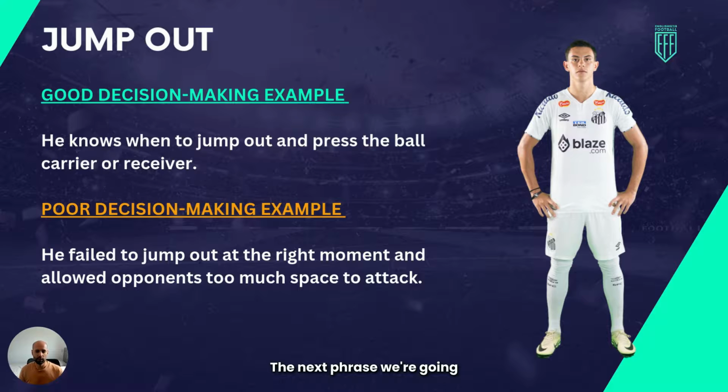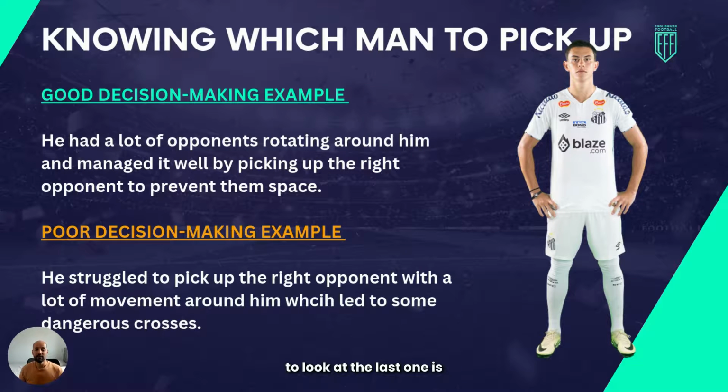The next phrase we're going to look at, or the last one, is knowing which man to pick up. So in these examples, you saw lots of players rotating and moving into the space around the fullback. So he needs to know which one to pick up. Does he go with this player? Does he go with the one that's standing still? Or does he just hold his position and stay calm?